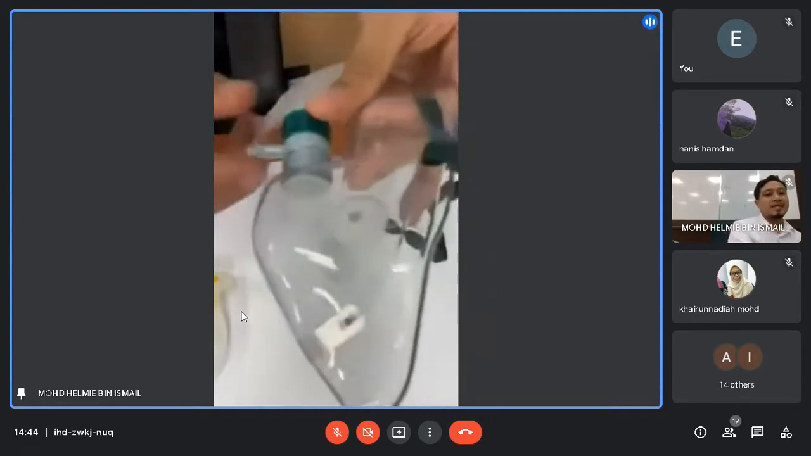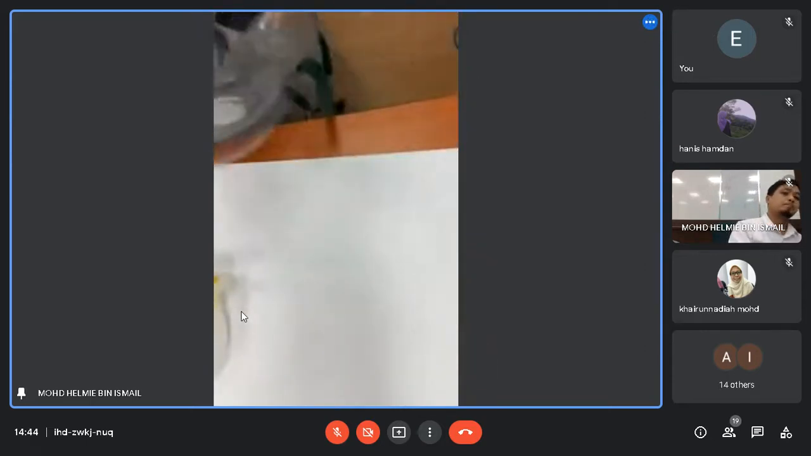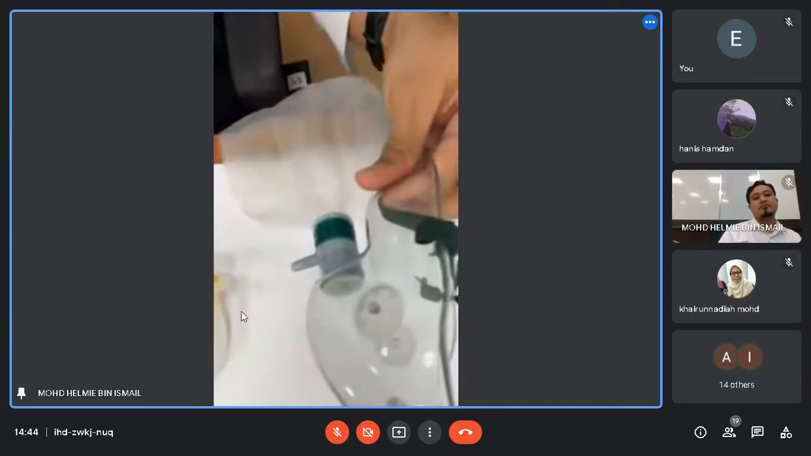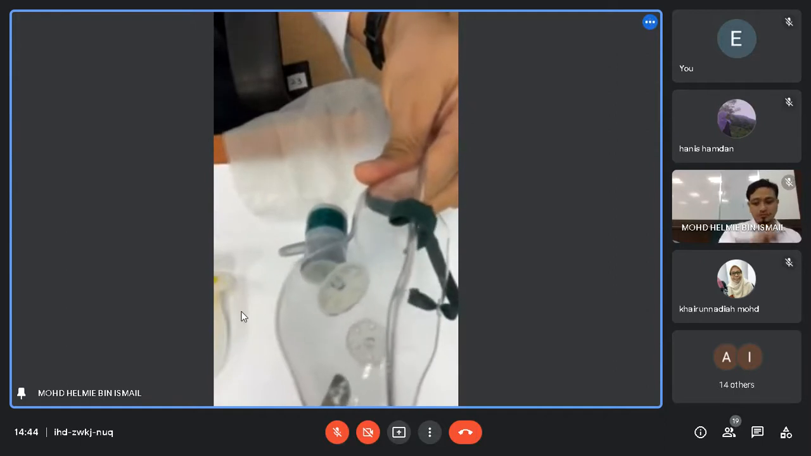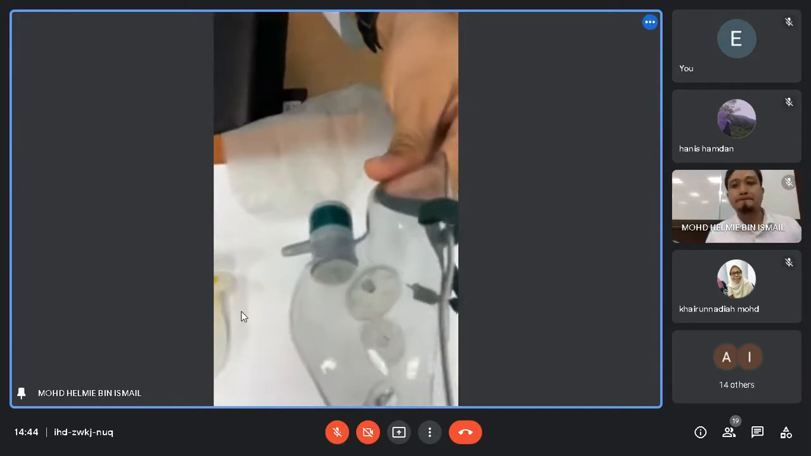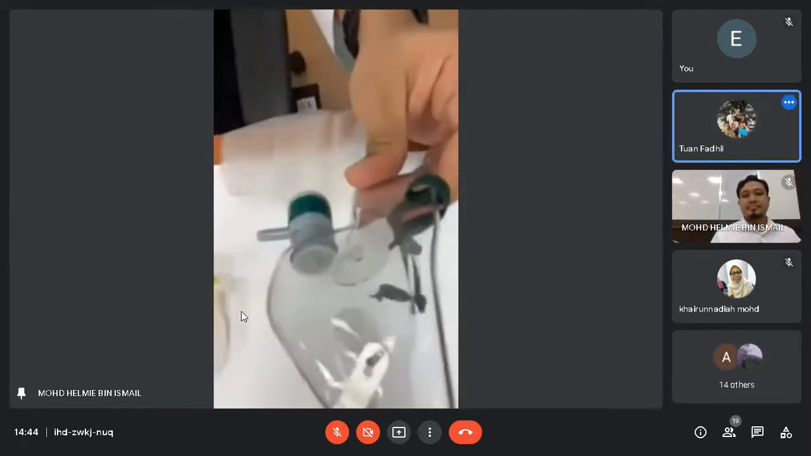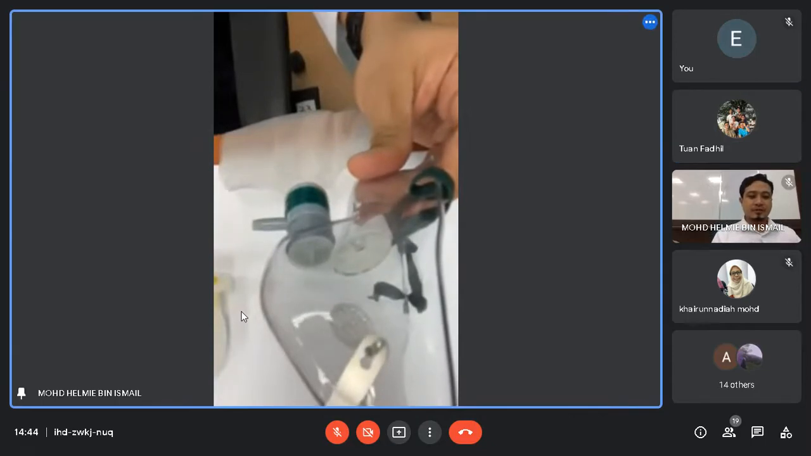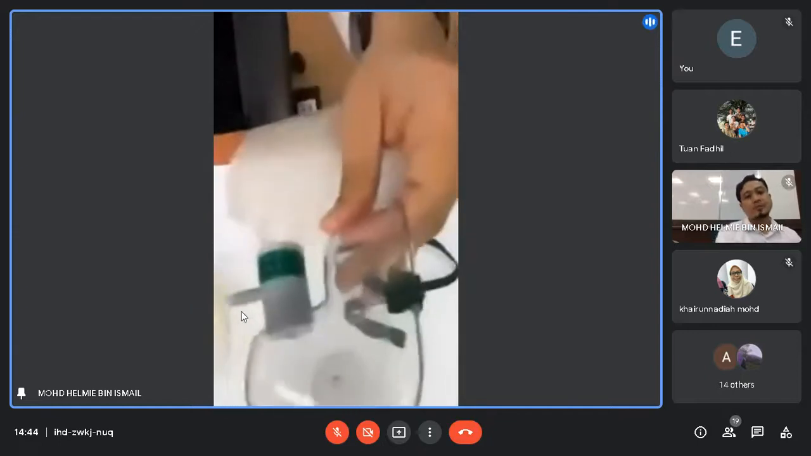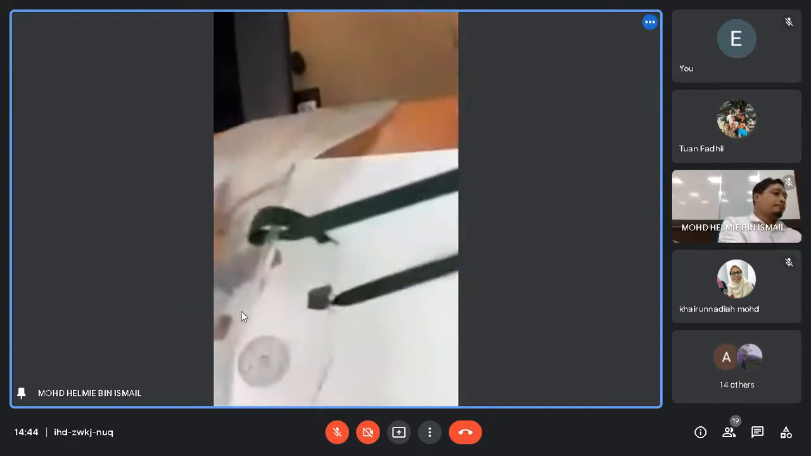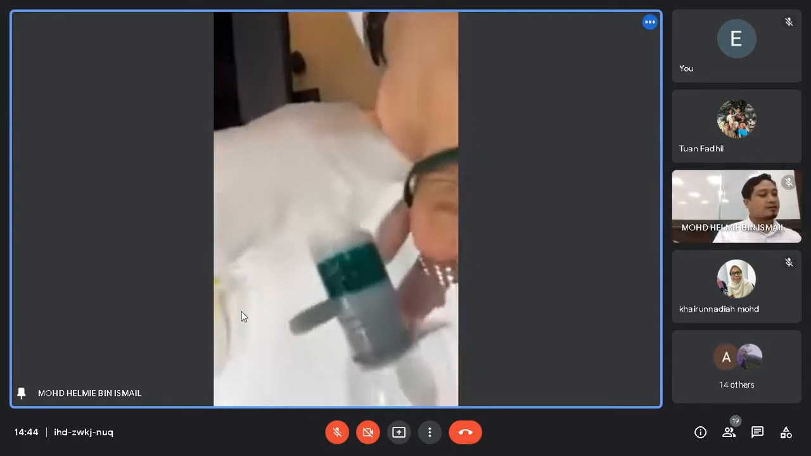This is a non-rebreathing mask, which is the high flow mask. Alright. So what is the maximum you can give using the high flow mask? How many? 15. Yes, 15 liters. And then what is the FiO2 concentration of the oxygen? You can give up to 96%.